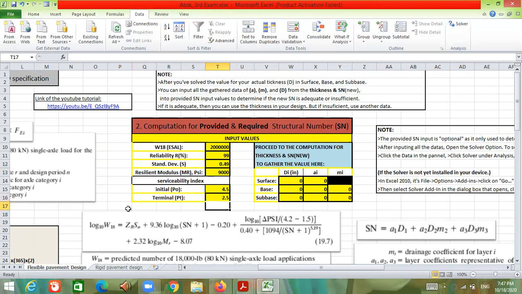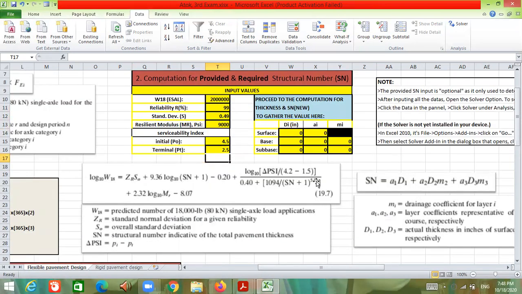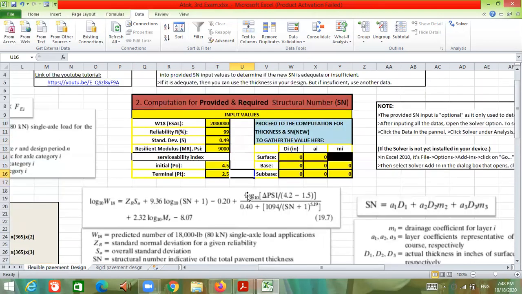And these values will compute or calculate the value for our required structural number. And we are basing our calculation on the formula given in our module. And as you can see, it is quite complicated. So we find ways on how to solve for the unknown value for our structural number. And the solver option in this Excel program is more likely similar to the shift solve in our scientific calculator.